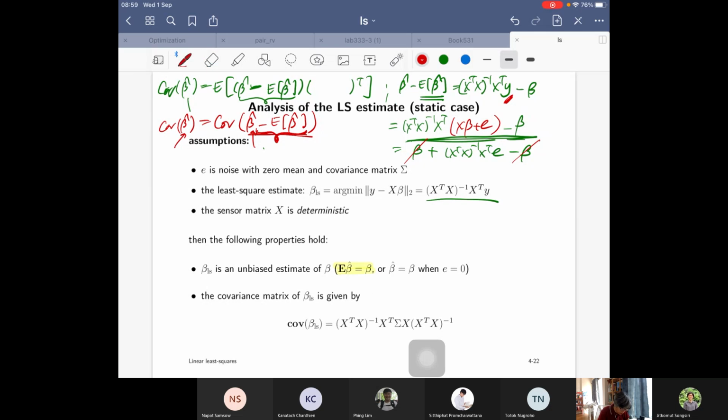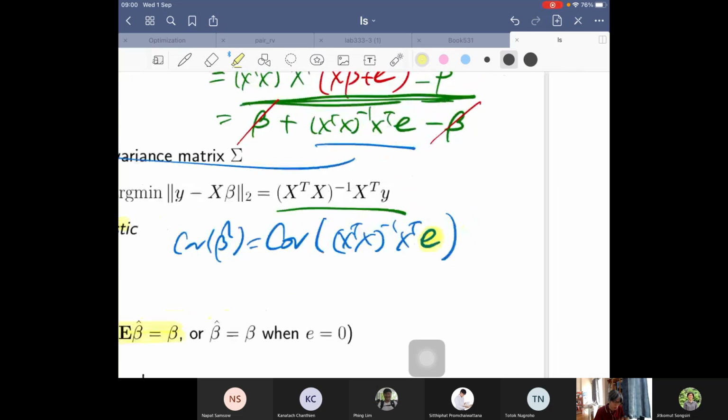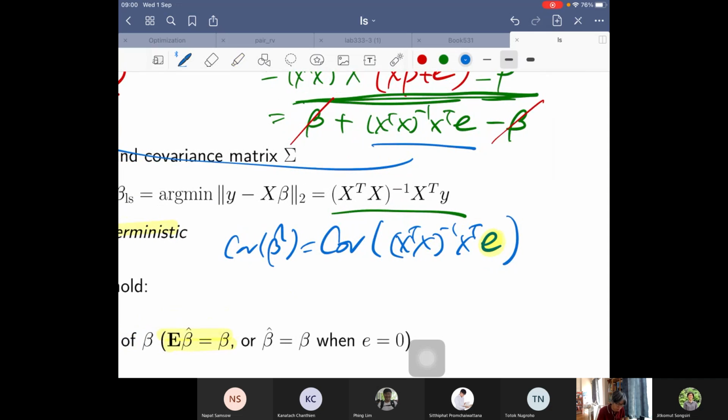Now you put this in the expression. So the covariance of beta hat is going to be the covariance of (X transpose X) inverse X transpose e. We assume our X is deterministic, so the only thing that is random in this quantity is e. Now we take a look at this as what? This is simply some affine transformation A on the e. This blue term is simply deterministic.